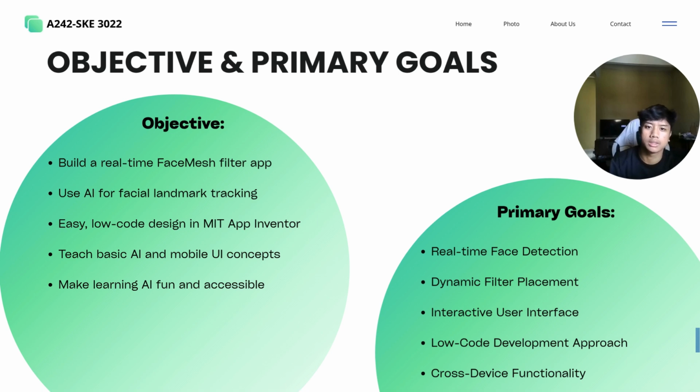The third one is an interactive user interface, to design a simple yet responsive interface that allows users to choose filters and take filtered selfies. Fourth is a low-code development approach, to utilize MIT App Inventor's block-based programming to demonstrate that AI applications can be built without traditional coding. Last one is cross-device functionality, to ensure the application performs consistently across various Android devices with different screen sizes and performance levels.